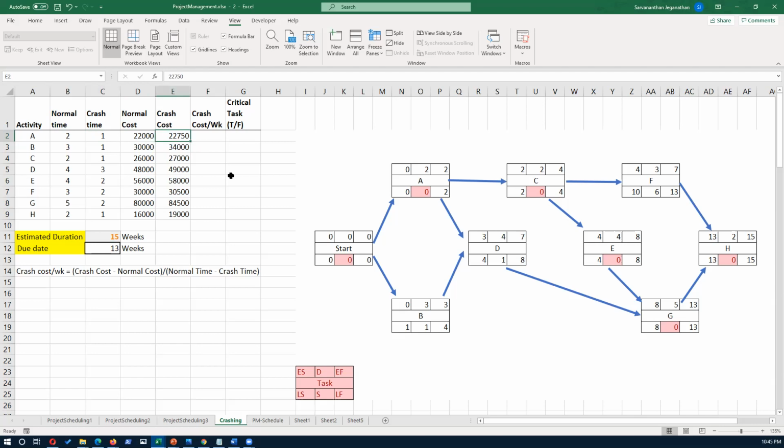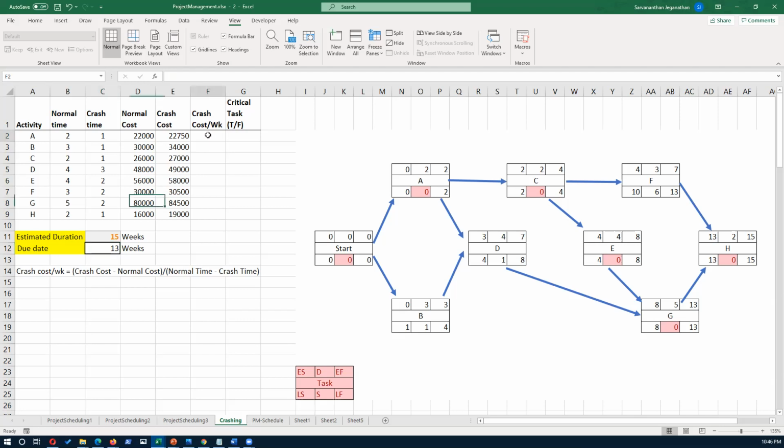Now, let's say you want to crash this overall project. It's based on this network diagram we have for this project. It takes 15 weeks to complete, but let's say the project should be completed by 13 weeks. The due date is 13 weeks. So in order to do that, we have to crash some of the tasks. That is, we have to reduce the duration of the task. So project crashing is a way of reducing the overall duration of the project at a minimum cost.